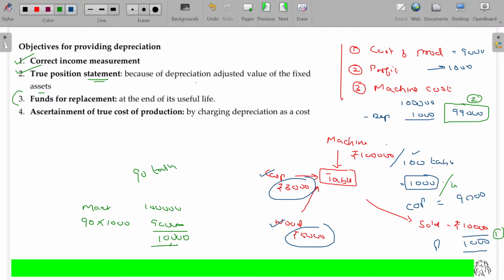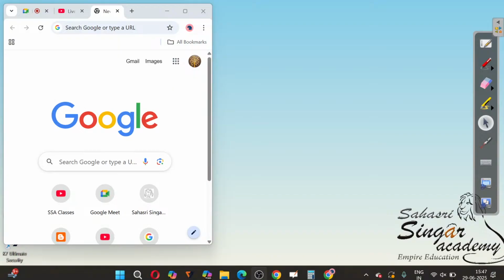Third point is about funds for replacement. When you come to know that it was originally purchased for 1 lakh and today's value is only 10,000, it means so much value was already lost. It's supposed to be time to replace. So we have to get ready with funds for replacing the asset. We'll be doubly cautious here. And the fourth point, ascertainment of true cost of production. This one, 9,000 rupees. This true cost of production can also be calculated only when we know the depreciation. These are the 4 points. Because of this, calculation of depreciation is most important. Is that clear? So I have completed the theory part.